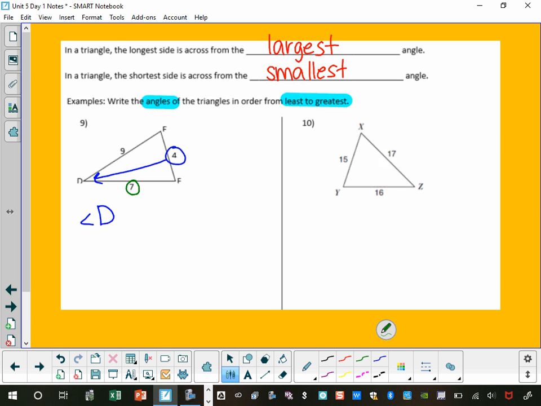Oh, is mine cut off? Is yours cut off? No? Alright, I'll make that change.